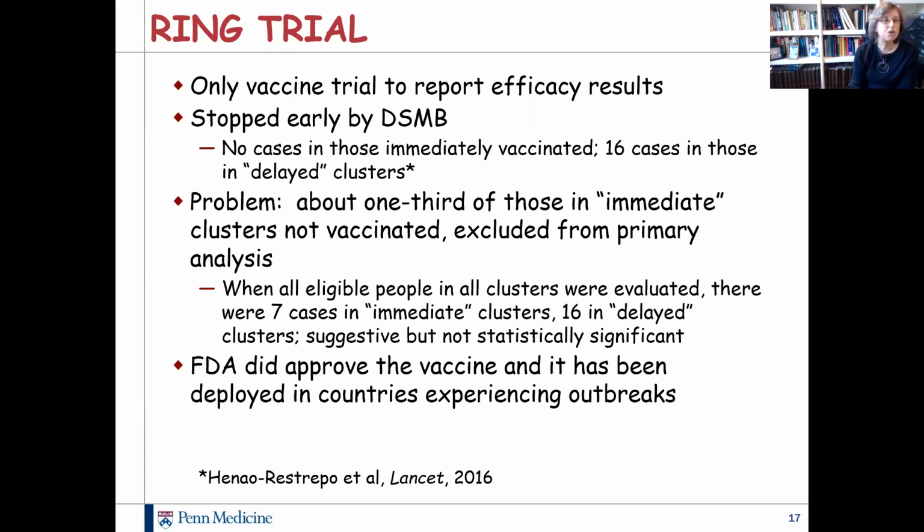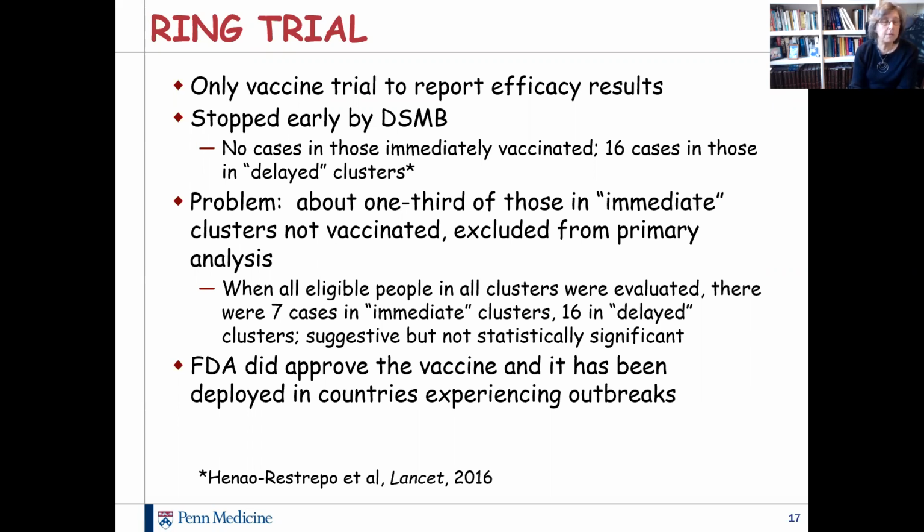I mentioned intention to treat before. About a third of those in the immediate clusters actually never got vaccinated. So this was a much higher proportion than you usually saw in a vaccine clinical trial. And these were excluded from the primary analysis. So the 0 versus 16 excluded those people who didn't get vaccinated in the immediate clusters.